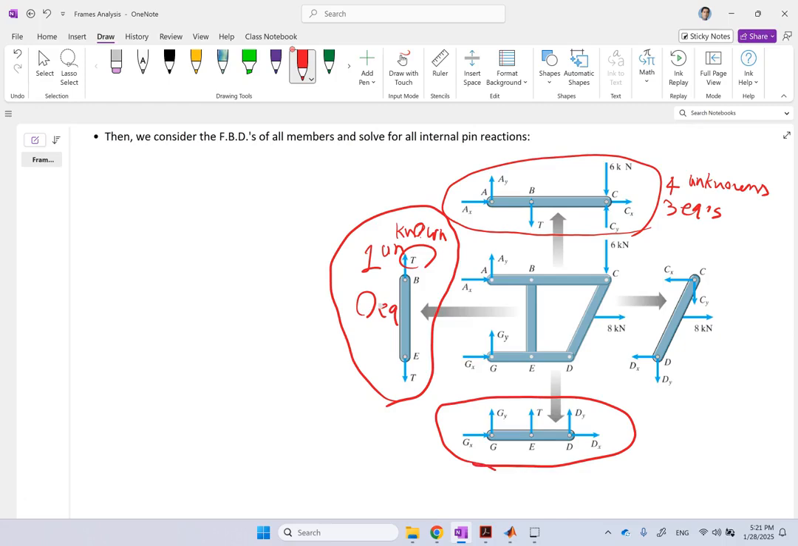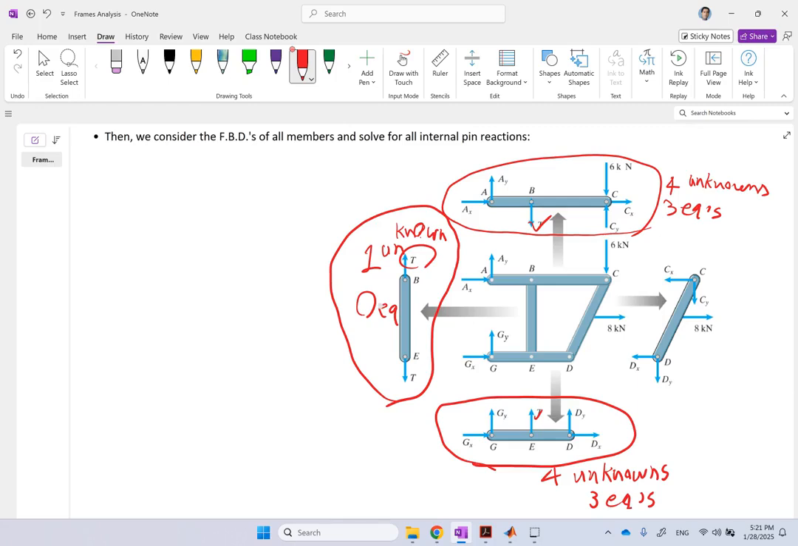is similar. T is already taken care of. So you have the 2 G's and the 2 D's, and G and D are different from A and C. So again, this one has 4 unknowns. And it has dimensions and everything. So it has 3 equations.